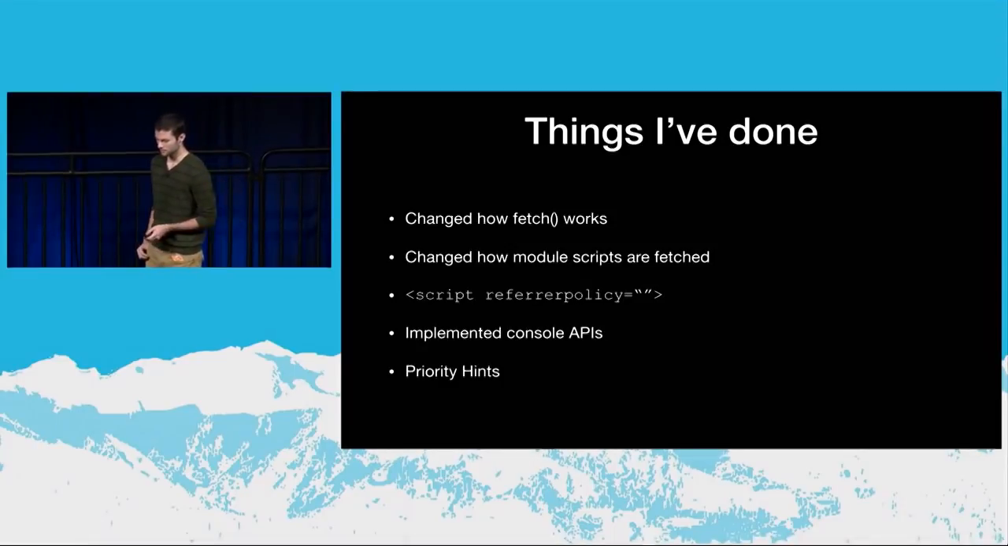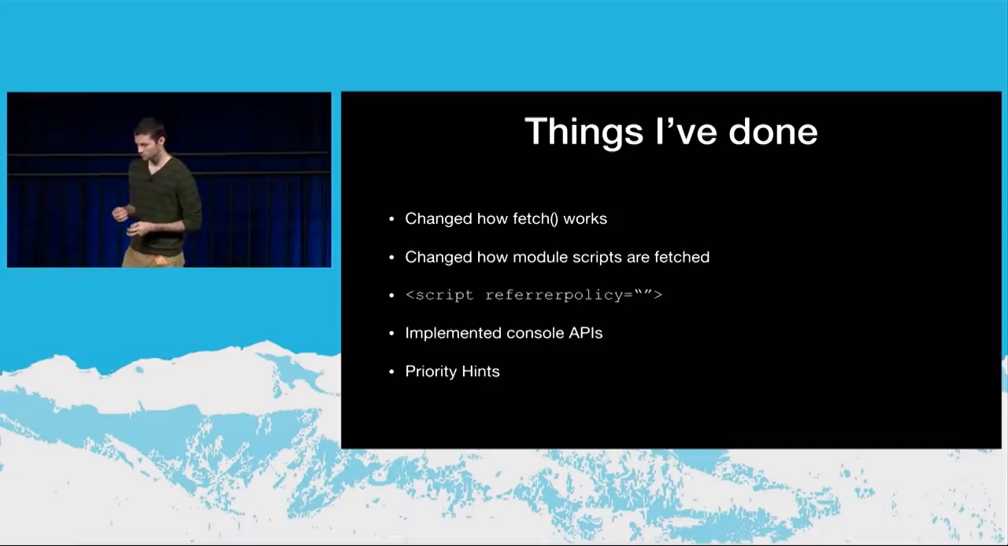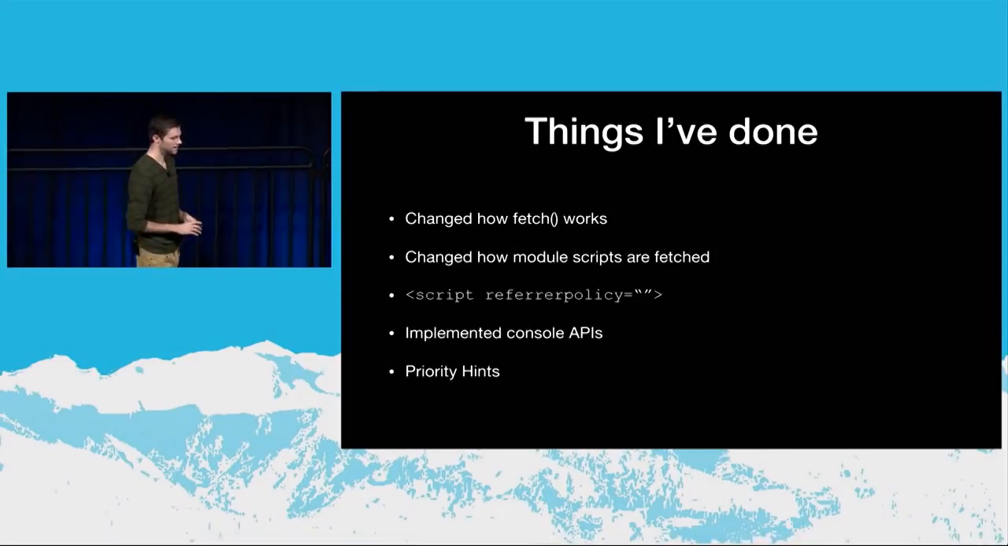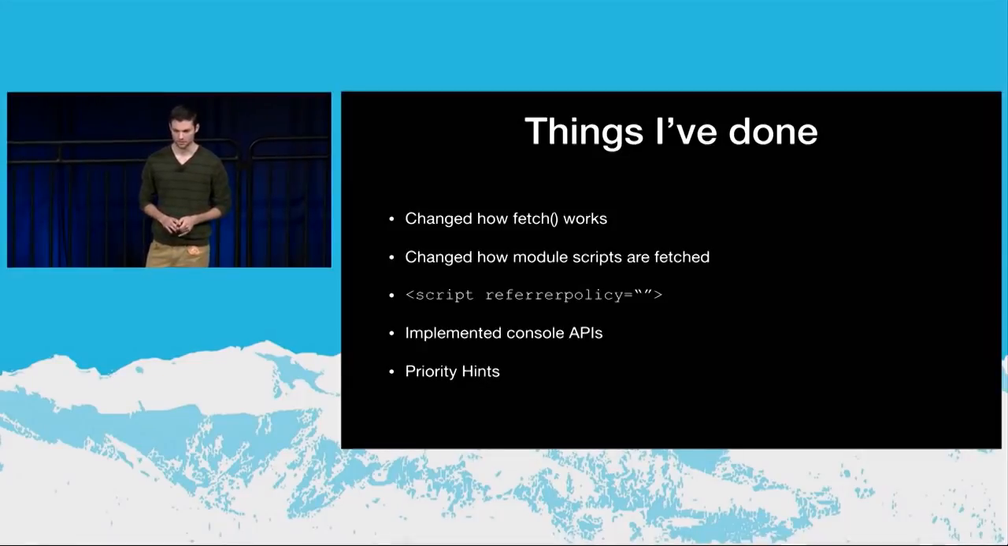Finally, I've been working on something called Priority Hints, which is a new resource loading API that lets developers tell the browser what priority they would like to be associated with a request. It's a new standard, and so we're digging through that. I did the implementation work in Chrome, and we're just doing some experimentation to see if it's going to be able to pull its own weight.